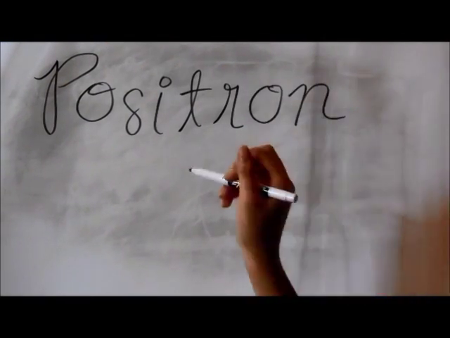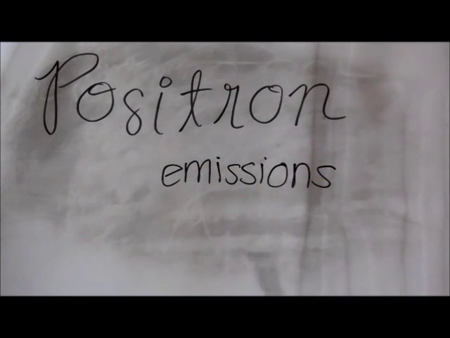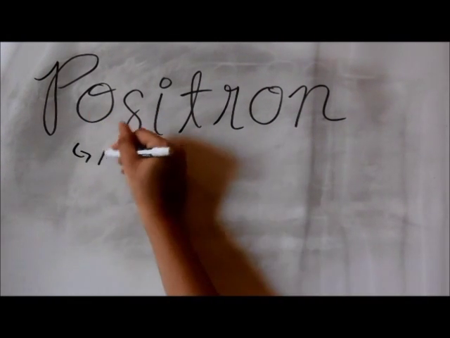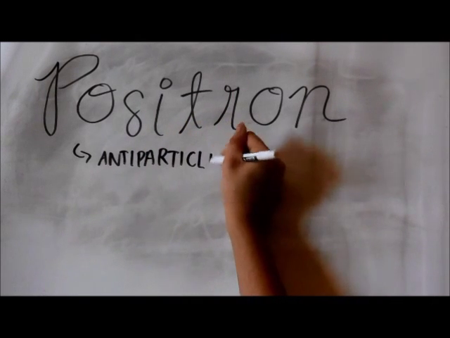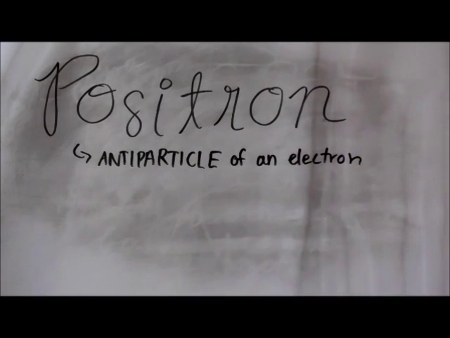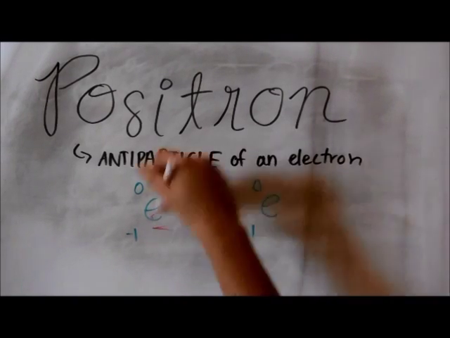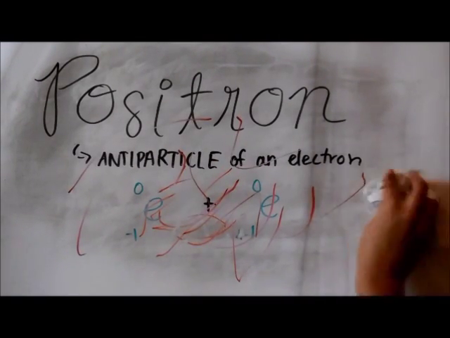Positron emission. Positron emission occurs when an unstable nucleus emits a positron. What's a positron? A positron is also known as the antiparticle of the electron, meaning it has the same mass as an electron but the opposite charge. If a positron and an electron come in contact with each other, they'll destroy each other and release energy in the form of gamma rays.